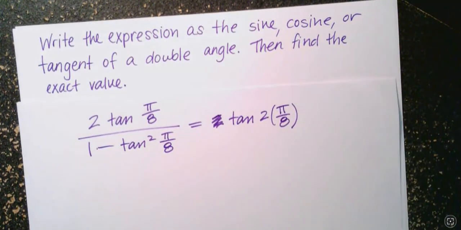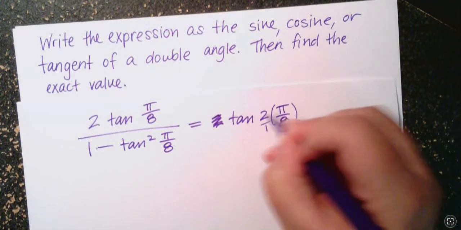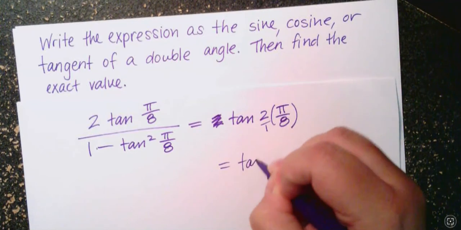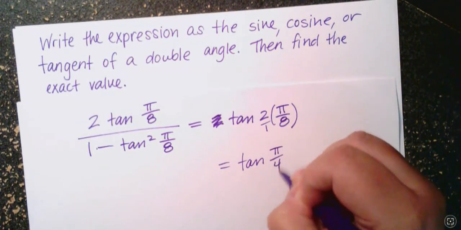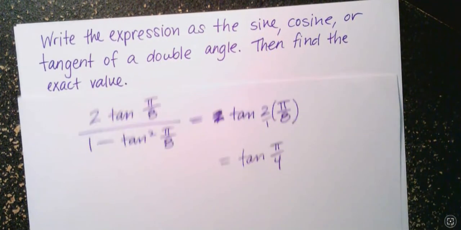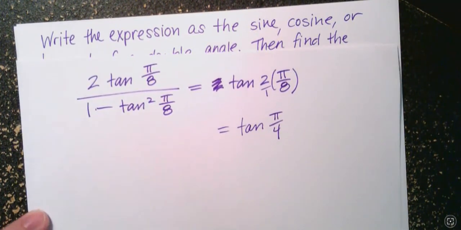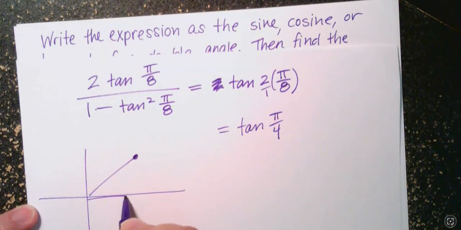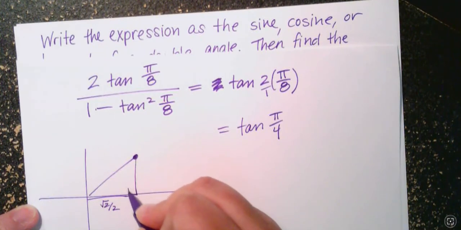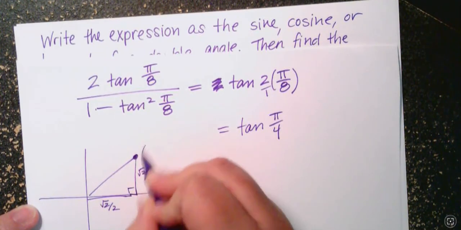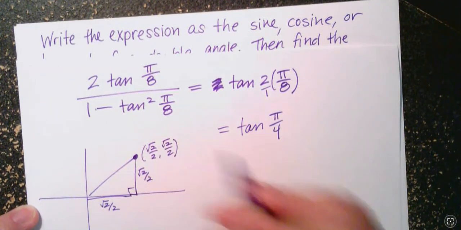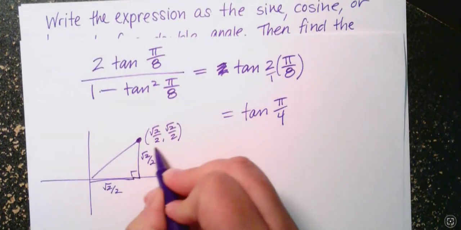2 times pi over 8 is the same as 2 over 1 times pi over 8. So that's 2 pi over 8, which simplifies to pi over 4. So I'm being asked to find the tangent of pi over 4. Pi over 4 is in the middle of the first quadrant. It has a cosine of square root of 2 over 2 and a sine of root 2 over 2, and looks like this. And remember that tangent is sine over cosine.